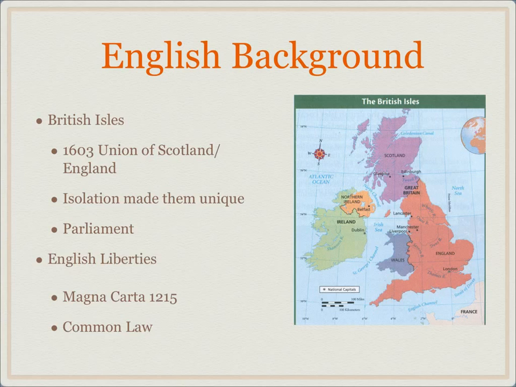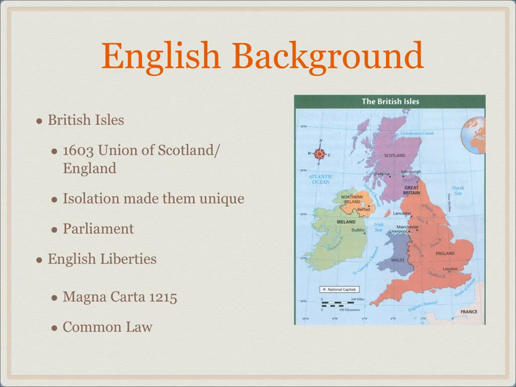First and foremost, in 1215, you have the Magna Carta. The Magna Carta basically deals with the King of England needing money to fight the French, and the nobles at the time would provide money or soldiers or whatever to fight the French.